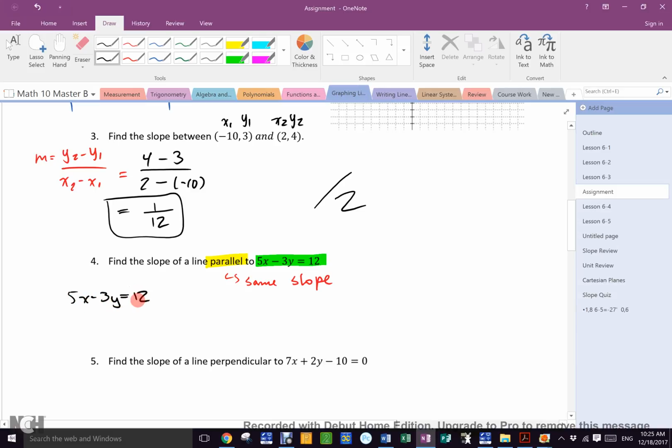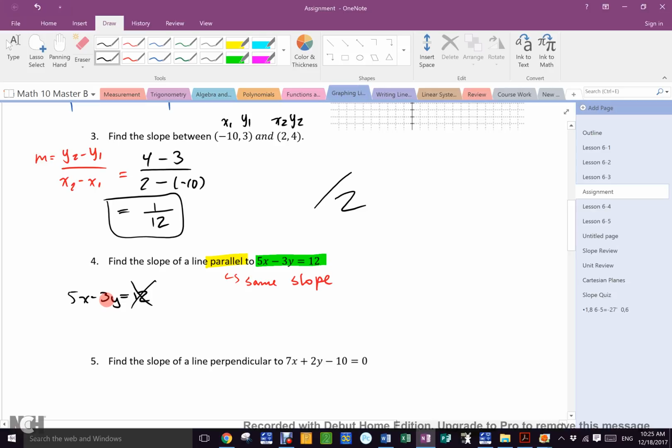What has to be by itself? Y. So, do I even care about the 12? Why? Why don't I care about the 12 here? 12 is the y-intercept. I only care about the slope, don't I? So I don't even need to worry about the 12. So I'm going to get rid of it.